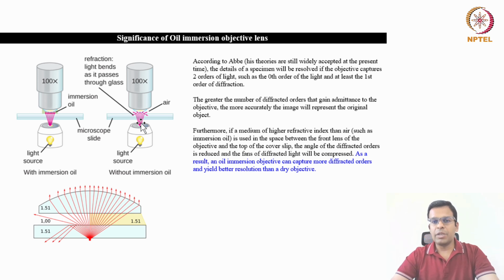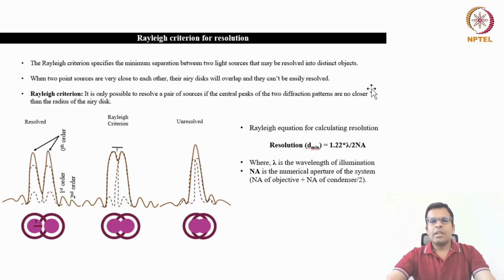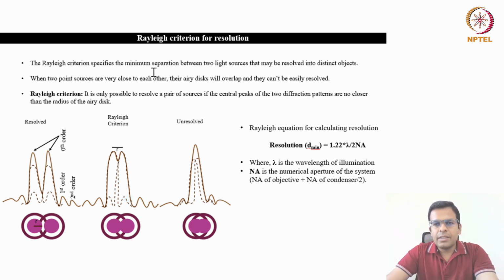They have a higher numerical aperture because they can collect more light from the sample compared to air or water immersion objective lenses. Similarly, another scientist, Rayleigh, also provided some criteria for resolution. The Rayleigh criterion specifies the minimum separation between two light sources that may be resolved into distinct objects. When two point sources are very close to each other, their airy disks will overlap and they can't be easily resolved. So let me explain what airy disks are.